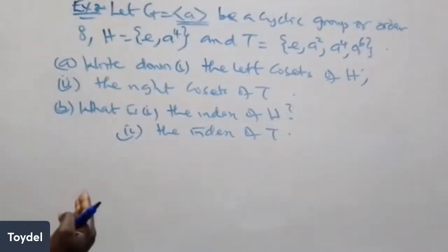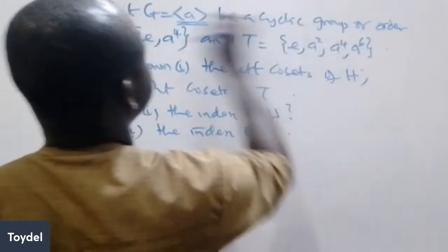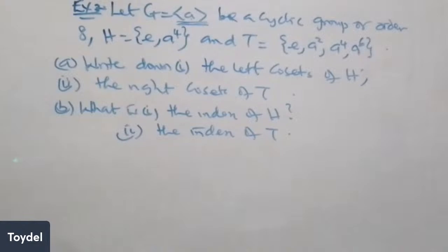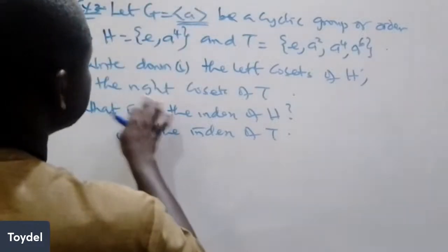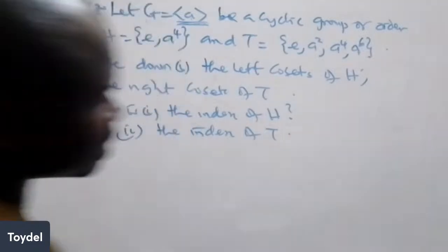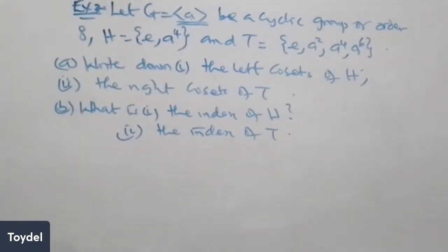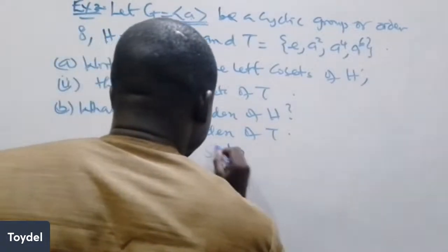So look at the question now, where H and T are subgroups of this cyclic group G of order 8. Do you get it? So that is what we have. The question says that we should write down the left coset of H and the right coset of T. Of course, once we know the coset, we can find their index. Index is just the number of unique cosets that we have. So now let's solve this.